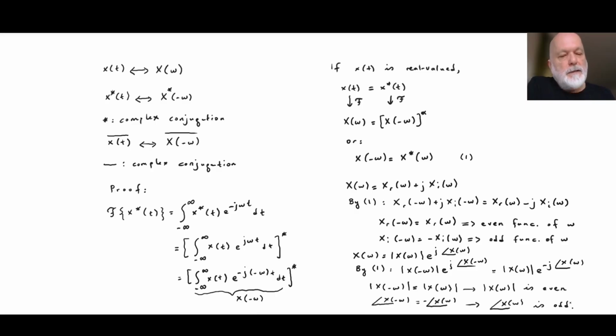Okay, so if we summarize these results for real valued signals, the Fourier transform of a real valued signal satisfies the property given by equation 1, meaning that the real part of the Fourier transform is an even function of omega, the imaginary part of the Fourier transform is an odd function of omega, the magnitude of the Fourier transform is even, and the phase of the Fourier transform is odd, as functions of omega. Thanks for watching.